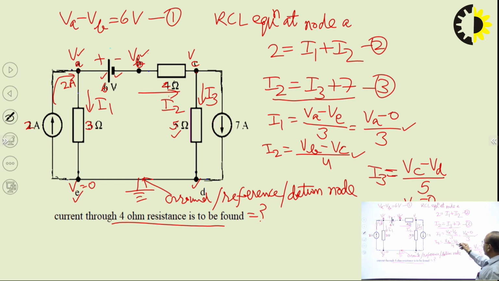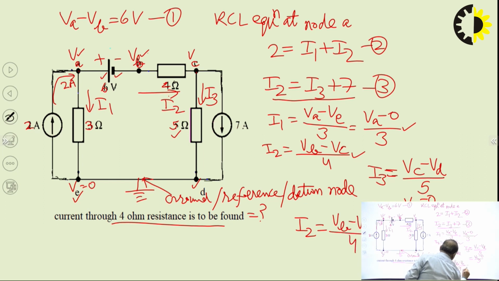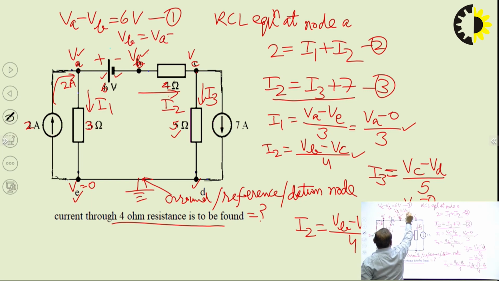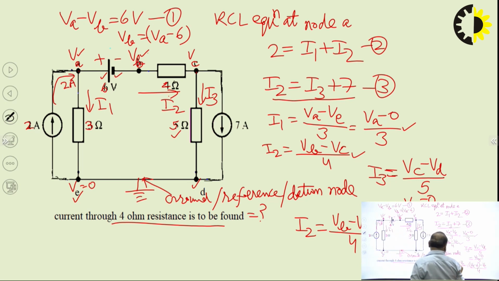Now one more thing which is important here, we are to take two variables only, that is VA and VC. So we are to eliminate VB also. So how do we eliminate here? In I2 we will eliminate VB. I2 current, VB minus VC by 4, can be written as VA minus 6 minus VC upon 4, since VB is VA minus 6 from equation number 1. So that value of VB we are putting here, VA minus 6. This is the value of VB. So now this I2 is coming in terms of VA and VC.